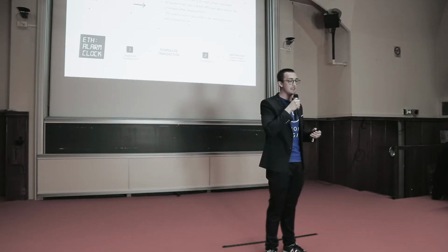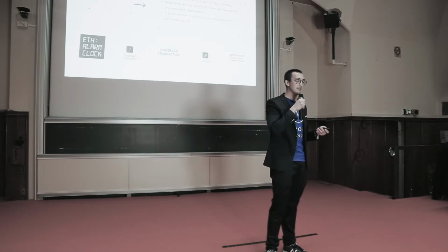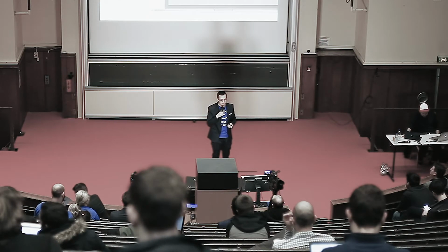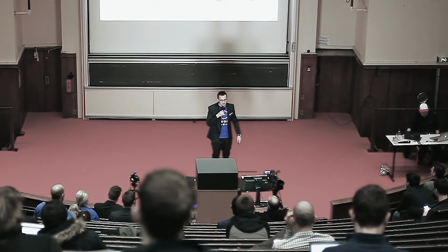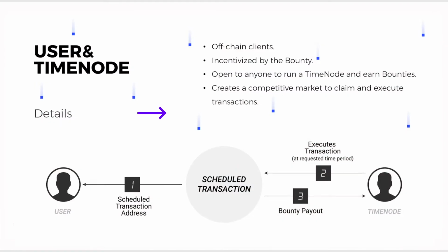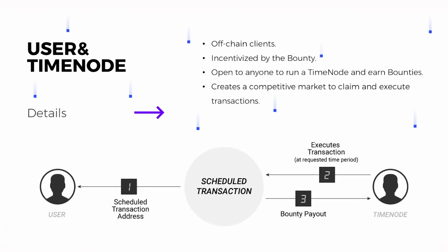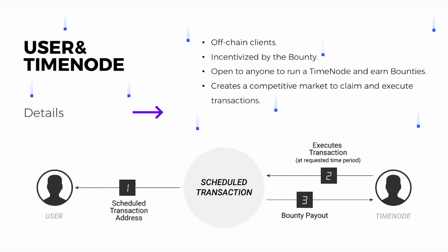So the execution flow, just schedule, and then that'll get sent. So here we see that when a user schedules a transaction, they'll get back the address for that transaction. They can keep that in case they want to cancel it or check up on it. Time nodes will be watching the blockchain for every time a new one's deployed. It'll then execute that and get rewarded in the bounty.